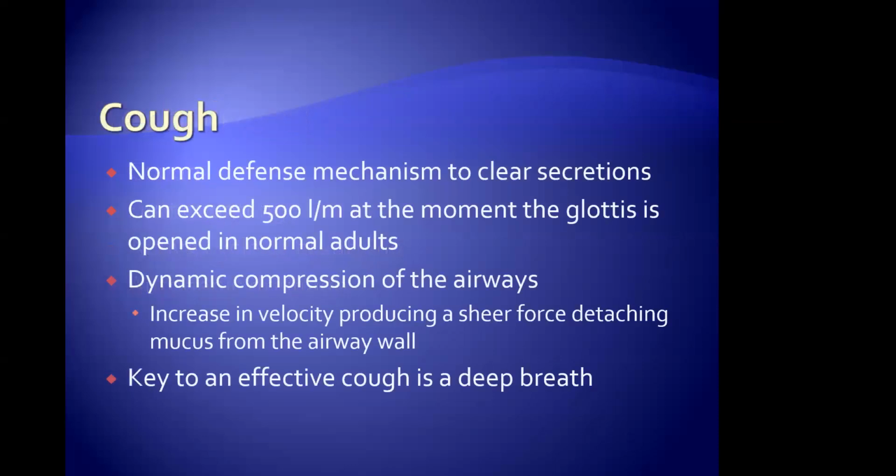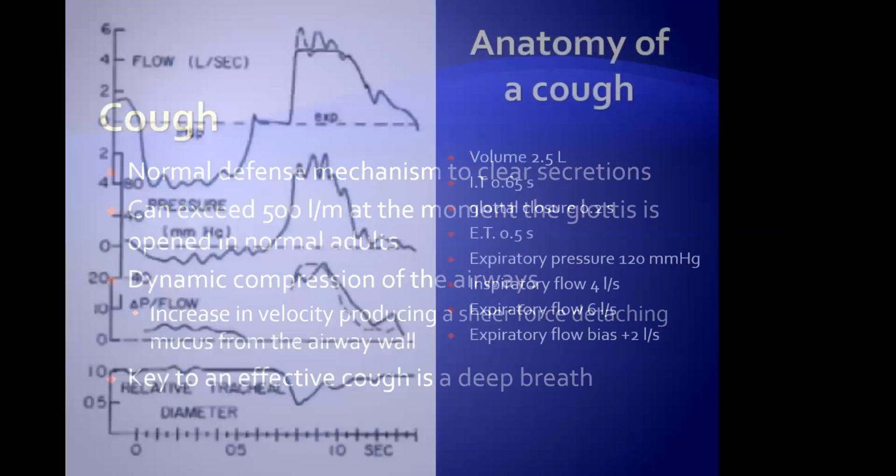So again, a cough is a normal defense mechanism to clear secretions. The flow can exceed 500 liters a minute. Here the glottis opens up. That's a lot of volume when you think about 500 liters a minute. Again, there's a lot of dynamics that go into that. There it is: dynamic compression of the airways, increased velocity, producing the shear force detaching mucus from the airway wall. Remember the waves? A key to an effective cough is what? Miss Patient, take in a big deep breath, and we'll be all good. So they take that big breath in.